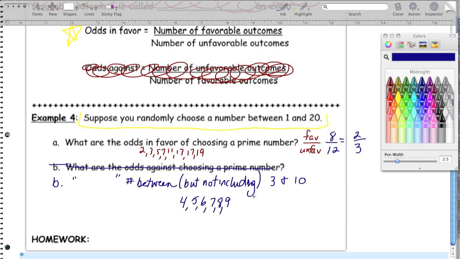These are our favorable outcomes. These are the things between 3 and 10, but it doesn't include those ones because they specified that. Alright, so favorable outcomes are how many you want to get. 1, 2, 3, 4, 5, 6. We have 6 favorable outcomes.